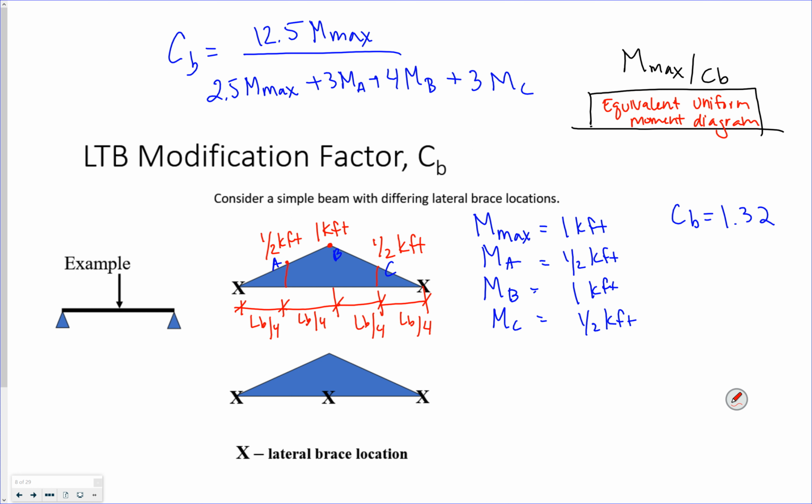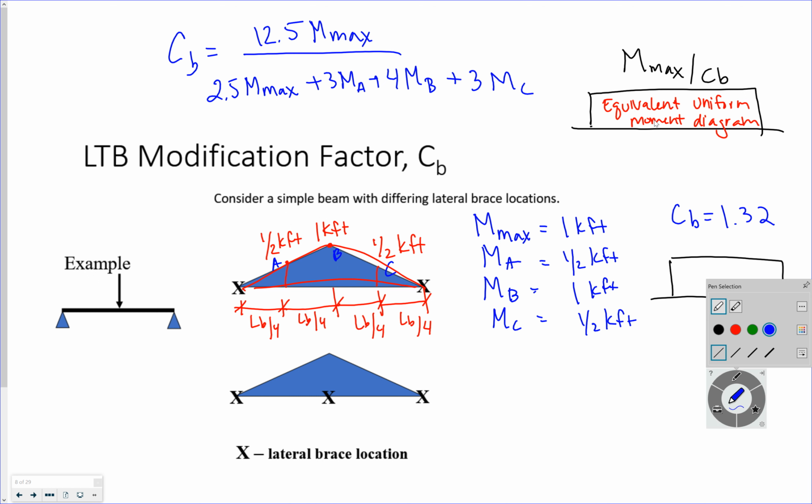So if I want to take this moment diagram and make it an equivalent moment diagram, I divide my maximum moment by my CB factor. So 1 divided by 1.32, I get, what, 0.76.